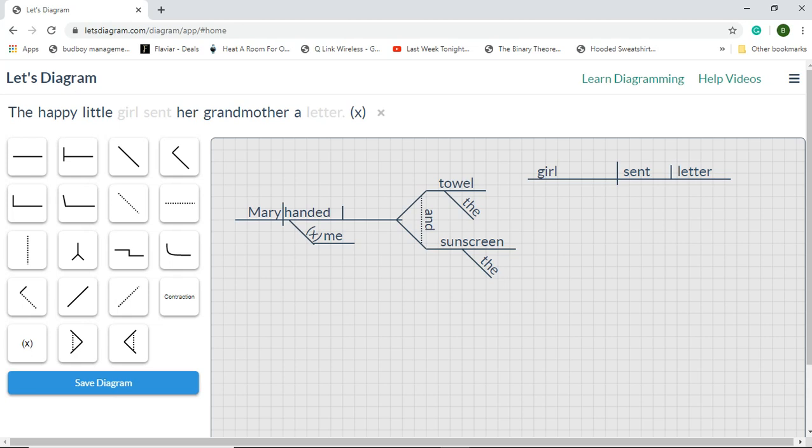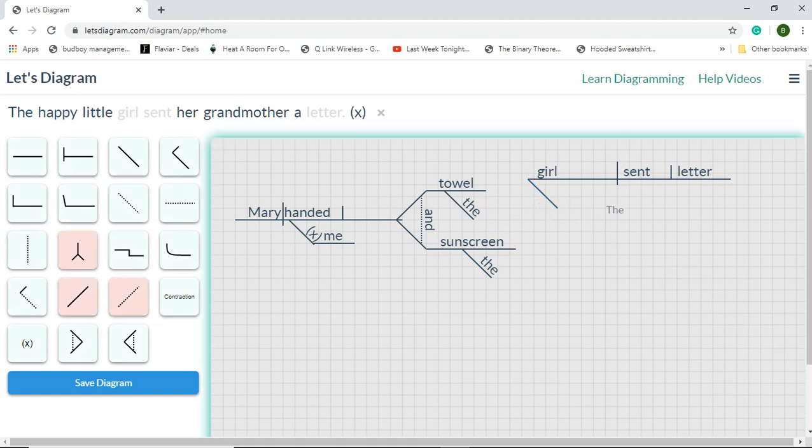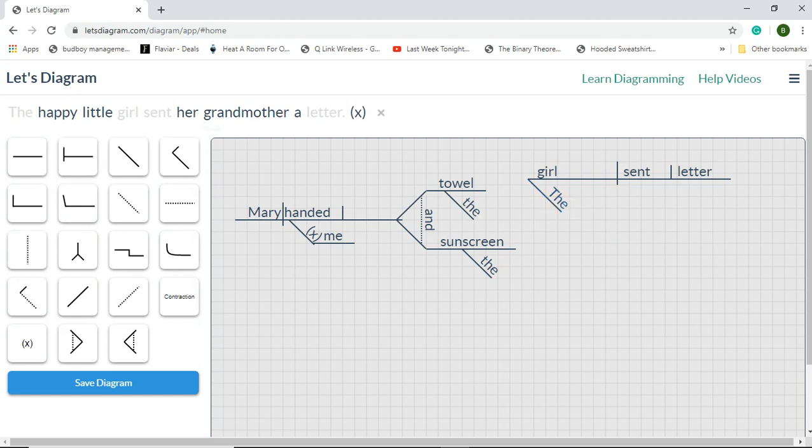Now, let's take a look for what is modifying girl. Okay? The happy little girl. So these are all adjectives modifying girl. Which girl? The girl. Which girl? The happy girl. Okay? Which girl? The little girl. So we come in here. You got 3 adjectives modifying girl.